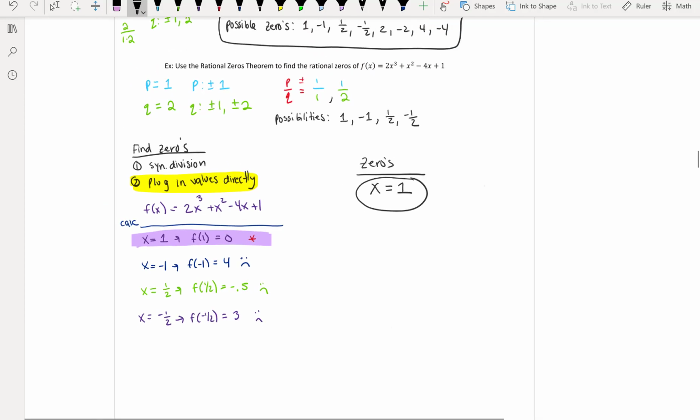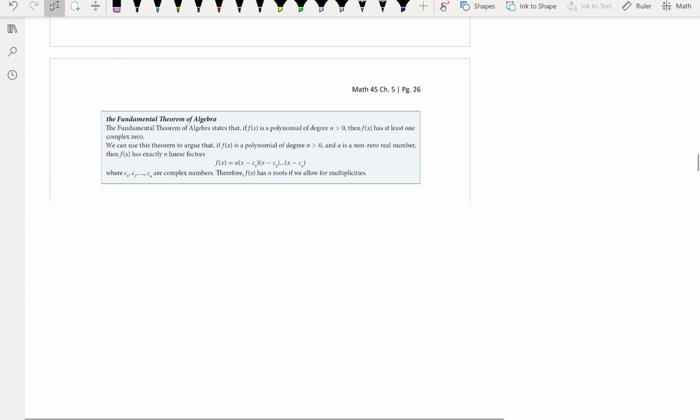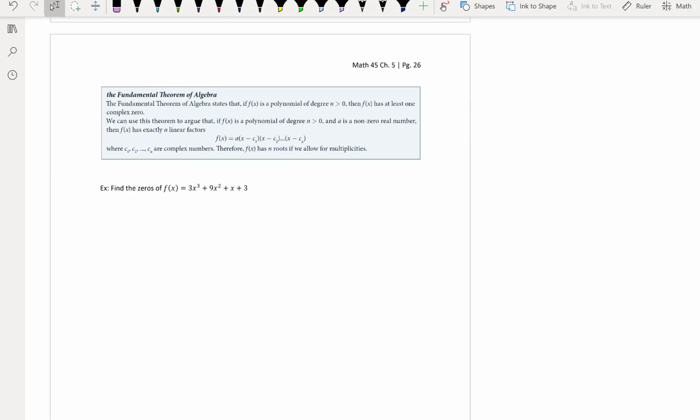Okay? So that's kind of the whole picture there for the rational zeros theorem. Okay? All right, next page. So for page 26, what we're thinking about now is the fundamental theorem of algebra. For this one, we are still finding our zeros. The only difference now is that they can be complex numbers. So that's what our fundamental theorem is going to be saying here, okay? So we are finding our zeros that may be complex.